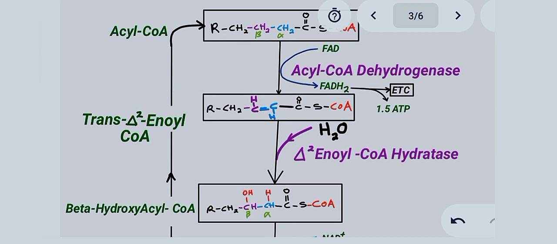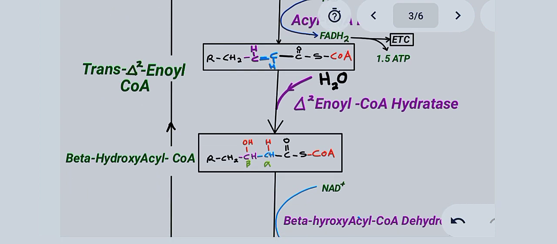So the first step of beta oxidation: acyl-CoA is converted to trans-delta-2-enoyl-CoA by an enzyme called acyl-CoA dehydrogenase, and we're losing hydrogen to FAD to form FADH2. This FADH2, we know that it can go into the electron transport chain, and then we can produce 1.5 ATP. What's happening in the second step? In the second step, we're going to convert trans-delta-2-enoyl-CoA to a molecule called beta-hydroxyacyl-CoA.